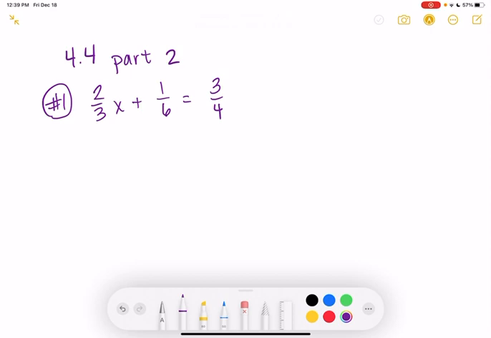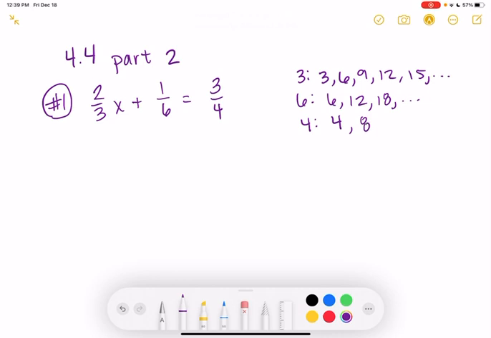Okay, so just off to the side, I have, for 3 would be 3, 6, 9, 12, 15, and so on. Then I have 6 would be 6, 12, 18, keep going. And then finally 4 would be 4, 8, 12, 16, and so on. So do you see what that number is that's all the same? It's the 12. Okay, so the lowest common multiple of each of these is 12.